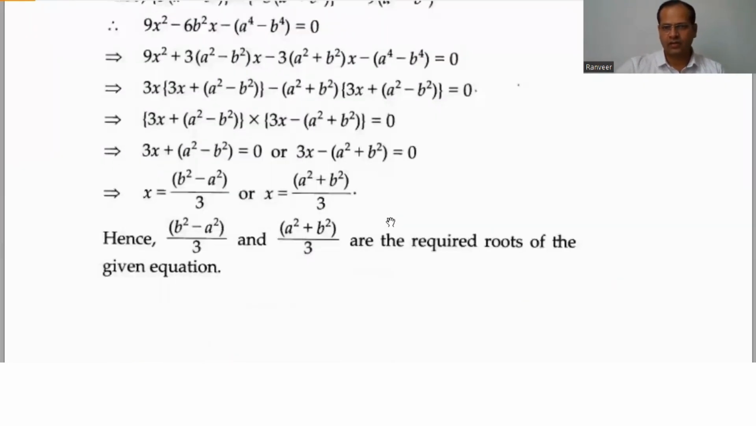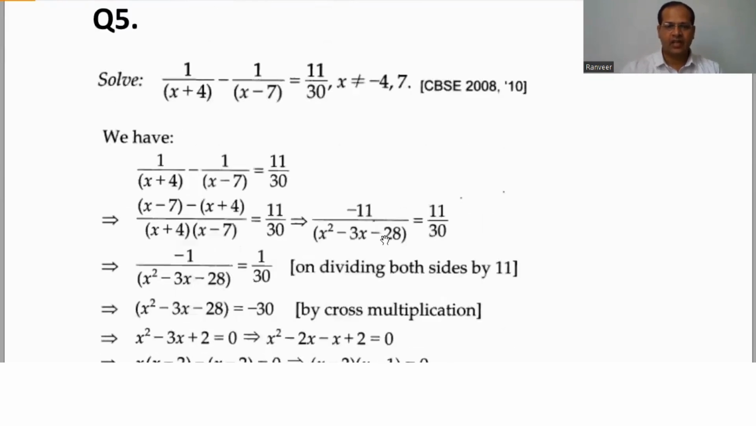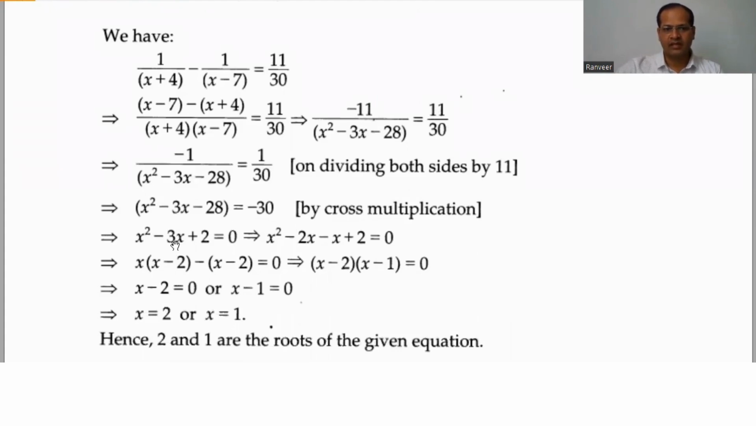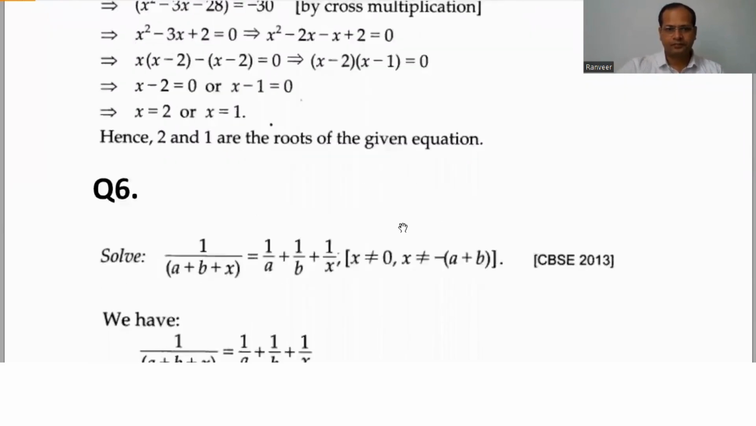So I told you the technique. Now this type of problem is very easy. 1 by x plus 4 minus 1 by x minus 7 equal to 11 by 30. Just take the LCM, and after that bring this into the quadratic equation format. So this is the quadratic equation format, 11 is there, just divide by 11, and we get x square minus 3x plus 2. After that you can easily do the factorization. x square minus 3x plus 2, this is the factorization, and we got the value x equal to 2 and x equal to 1.